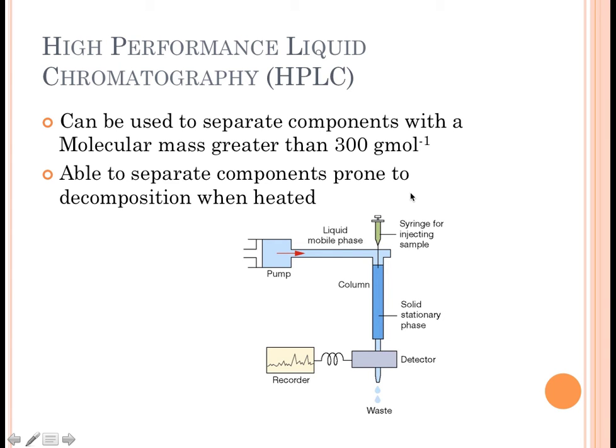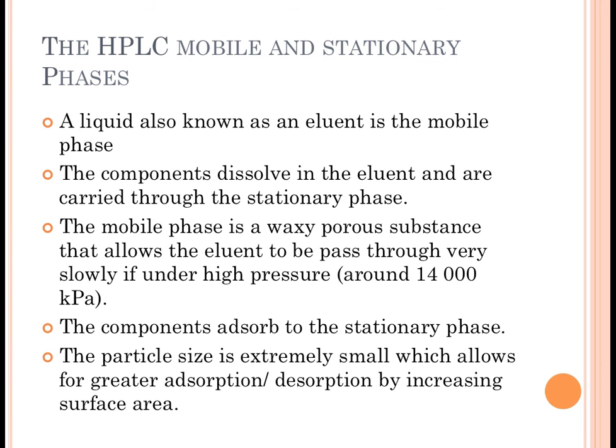So if you took something like glucose, which is only 180 grams per mole, we would put it through this chromatogram anyway, because if we heat up glucose, it gets turned into caramel. And we don't want to put caramel into a chromatography machine. HPLC, the advantage of it is it can work at low temperatures. We don't need to heat it up.